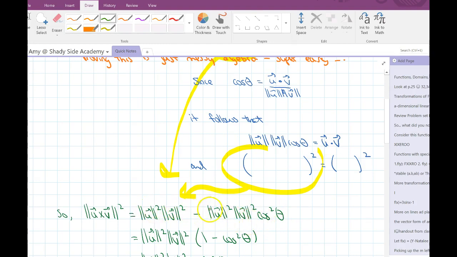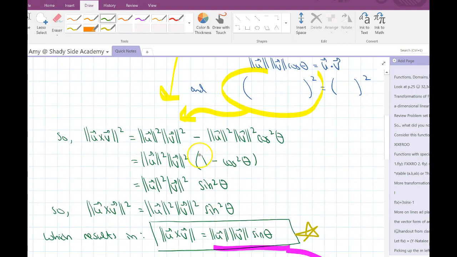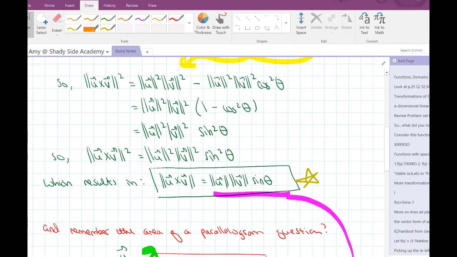I factored out a common factor of u squared v squared right here. That leaves me with 1 minus cos squared left. And as you know from trig, 1 minus cos squared equals sine squared theta. So what I get is u cross v squared equals mag u squared times mag v squared sine squared theta. Square root of both sides. Here you go. This is what you physics folks use, which is fine.